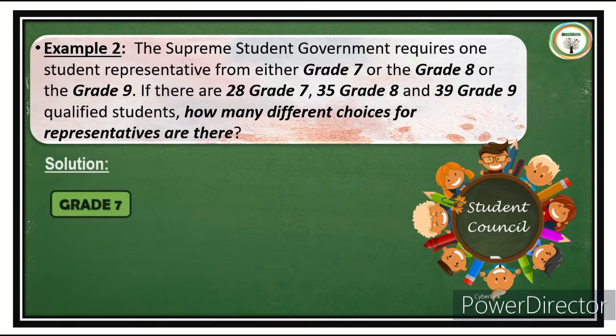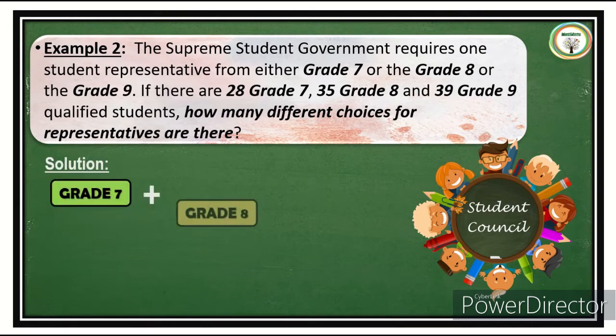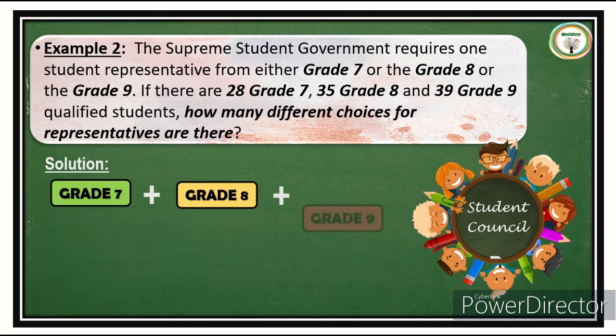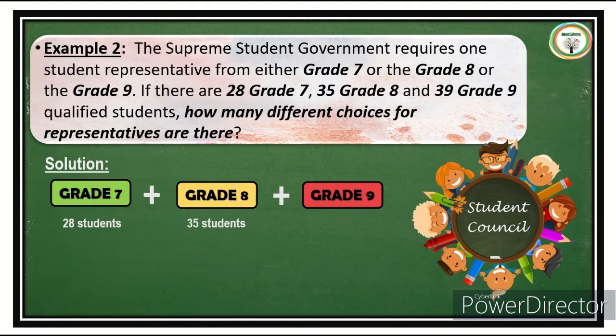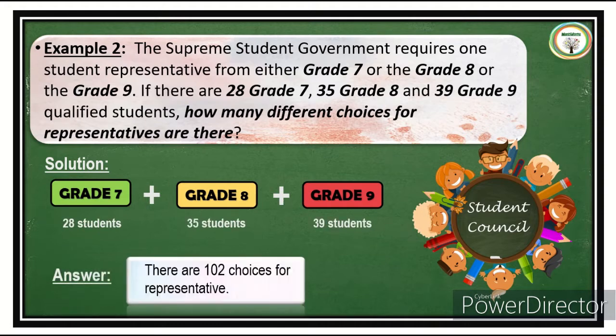So, for our solution, the number of students from grade 7 plus the number of students from grade 8 plus the number of students from grade 9. So, we have 28 plus 35 plus 39. So, our answer is there are 102 choices for representative.